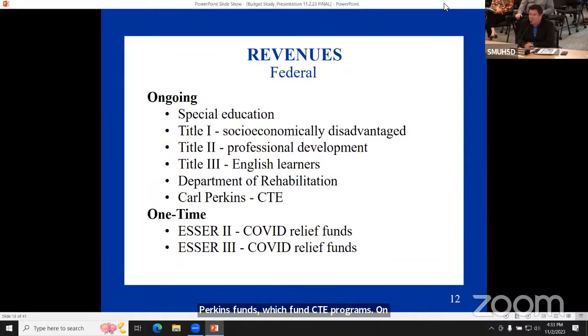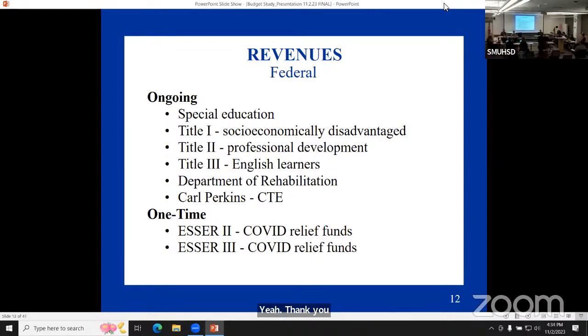On the one-time funds, they weren't on the list because we're not receiving them again, but they are the ESSER 2 and ESSER 3 COVID relief funds. These were the second and third COVID relief bills that were approved by the United States government, the last being a couple of years ago now. Thank you.